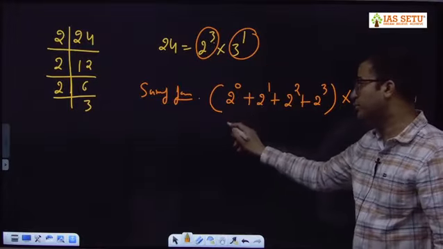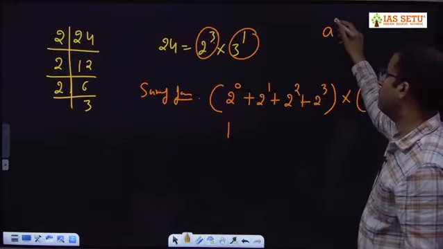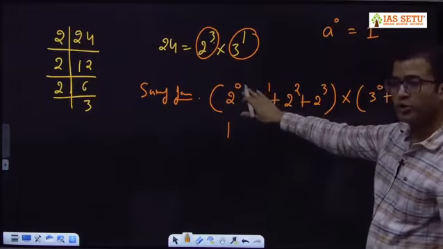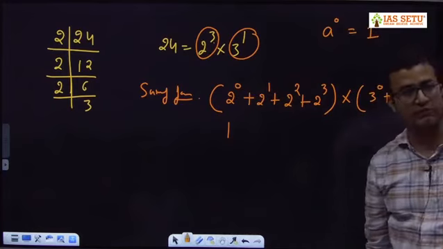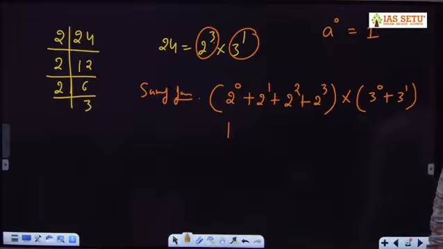2 is to power 0 is 1. So I have not told you. ठीक है? A is to power 0 is 1. ये याद रखो. 2 की power 0 is 1, 3 is to power 0 is 1, 5 is to power 0 is 1, 7 is to power 0 is 1. A is to power 0 is equal to 1 if A is natural number.